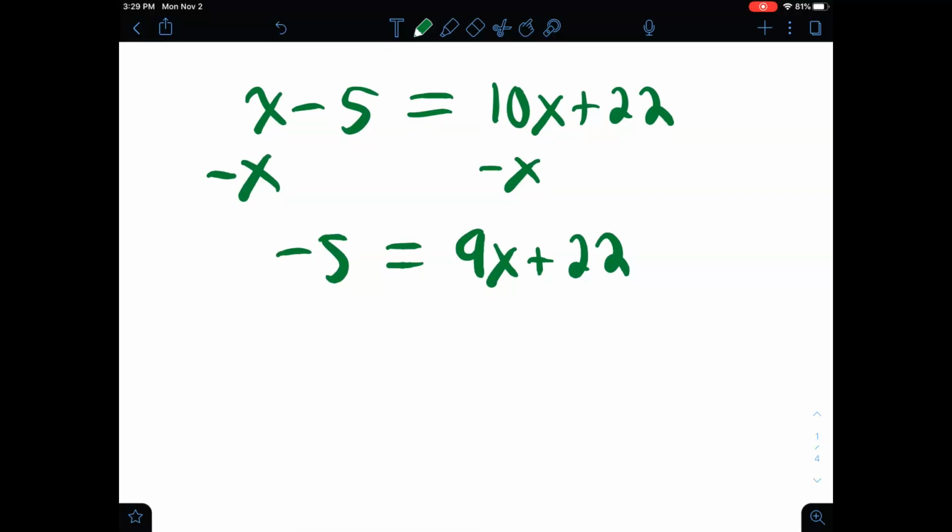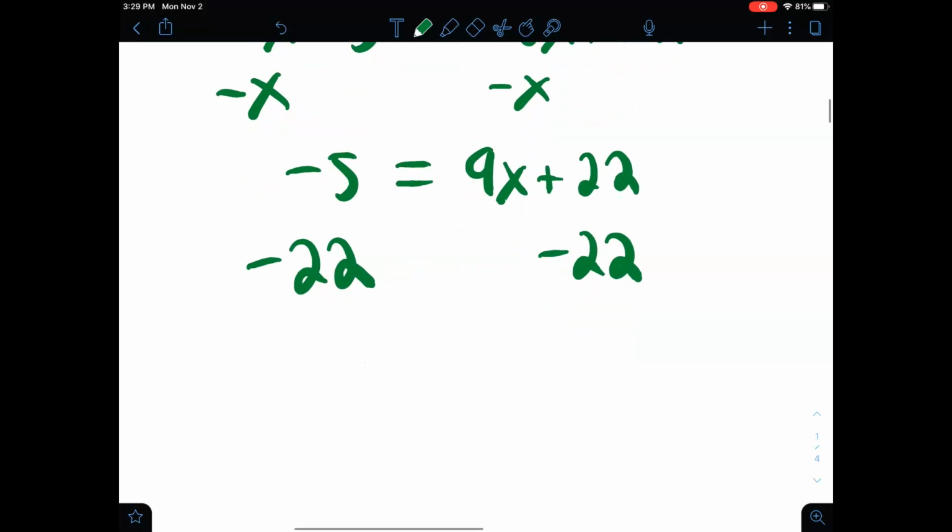Next step is to do what? We need to subtract 22. Sorry, I kind of jumped the gun there. We want to get the 9x by itself here. We do addition and subtraction first when we're solving. So we're going to subtract 22 because we want to get rid of addition and subtraction first. We're not going to divide by 9 first, okay?